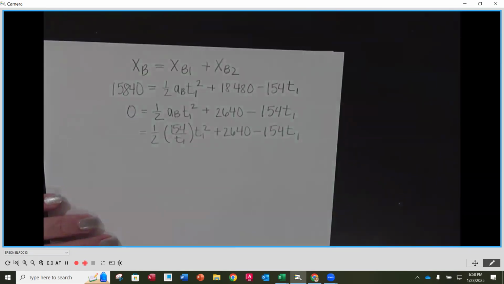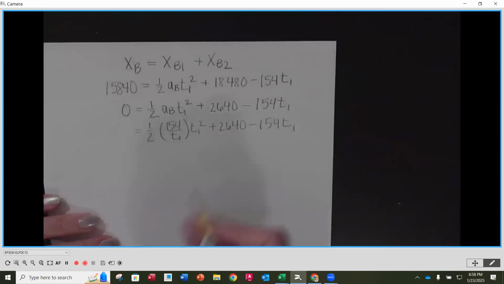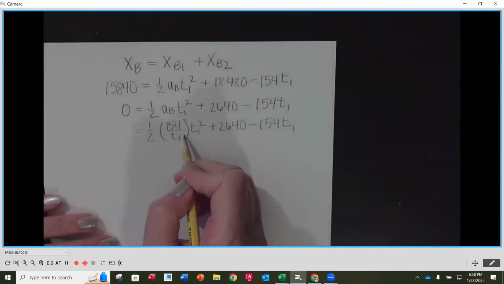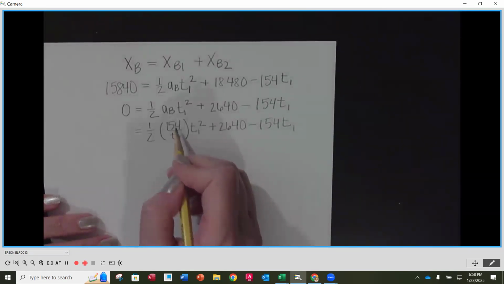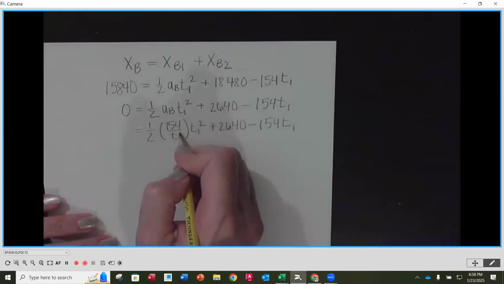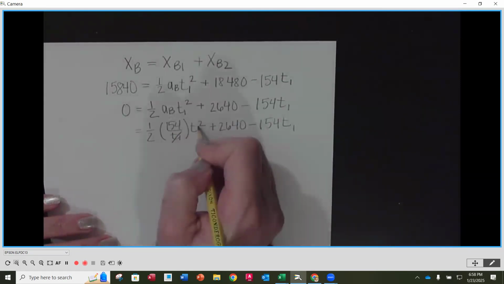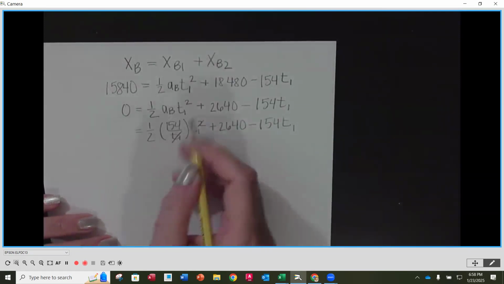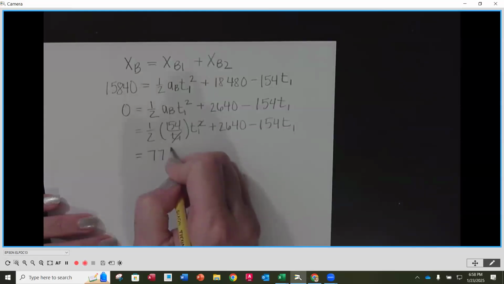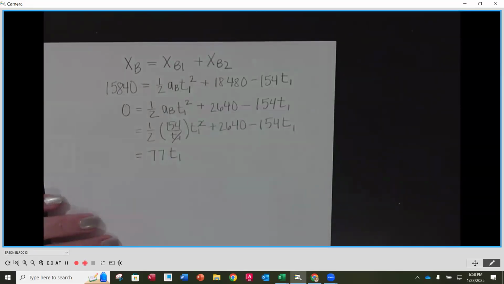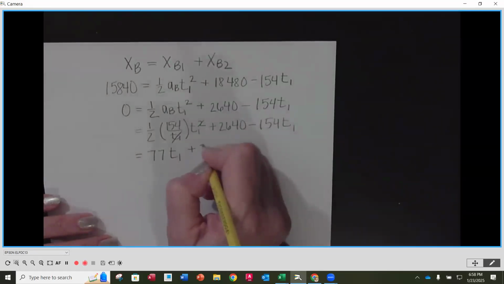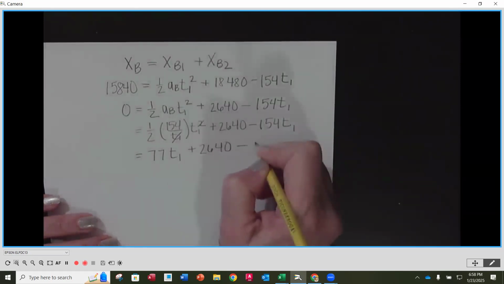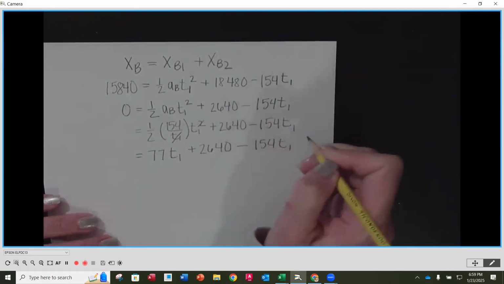Okay, everybody see how I got that? Now, as you can see, when I multiply T1 squared times 154 over T1, one of these T1s cancel, just one of these. Remember, this is T1 times T1. So now what we end up having here is 77 T1 left over plus 2640 minus 154 T1.